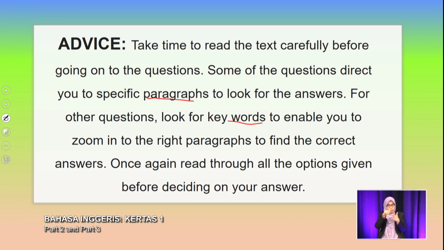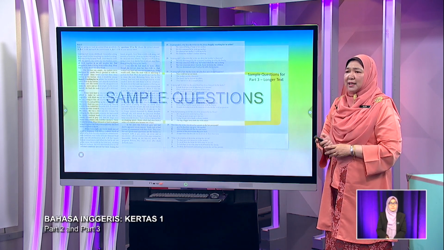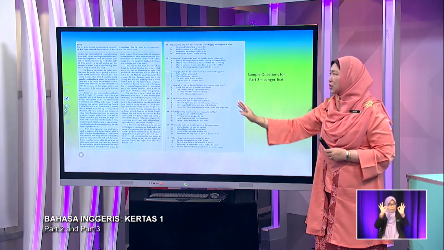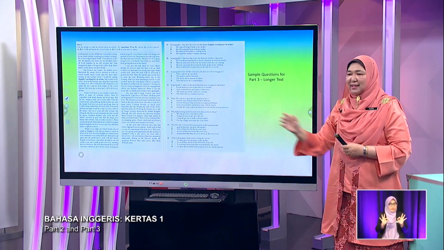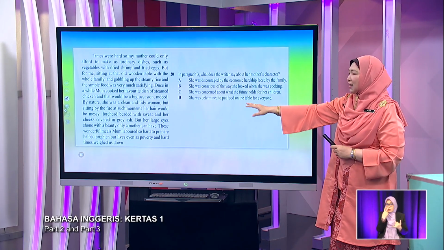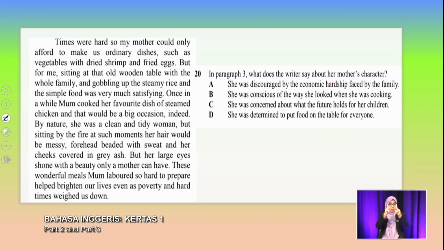So once again, read through all the options. You have to read all. Reminder: read all the options before you decide on your answer. So, a sample question for this one. This is the layout of part 3. You can see it's a longer text with 8 questions. For this one, in paragraph 3, what does the writer say about the mother's character?